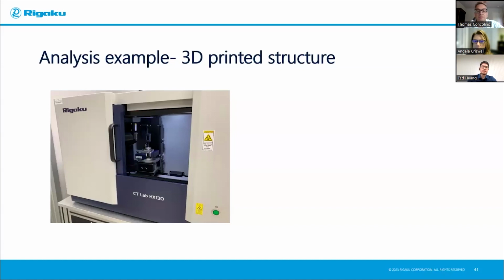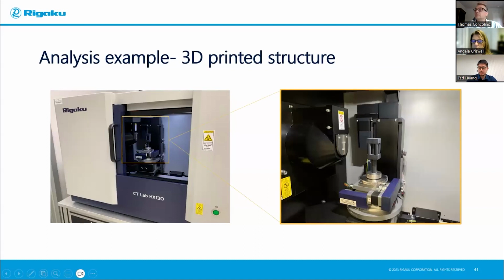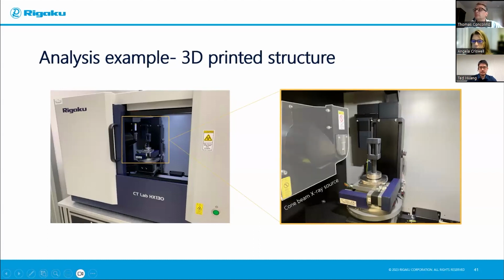So the first example is a 3D printed structure that I made. On the left picture here, this is one of our pieces of equipment, the SkyScan HX, with a sample in the center here. You can see a zoomed-in view on the right. And this is a cone beam X-ray source. The detector is out of view on the right side. The 3D printed structure here is 2 blocks on either side of 5 cylindrical pillars.